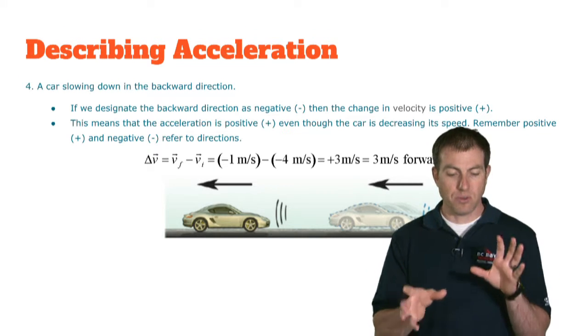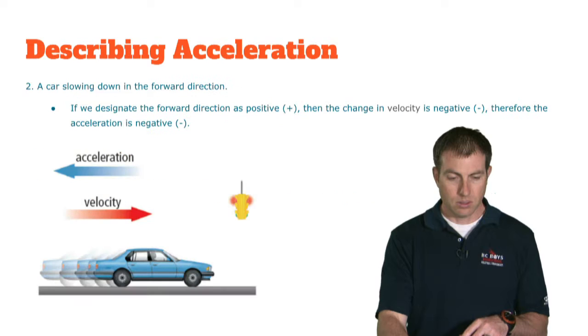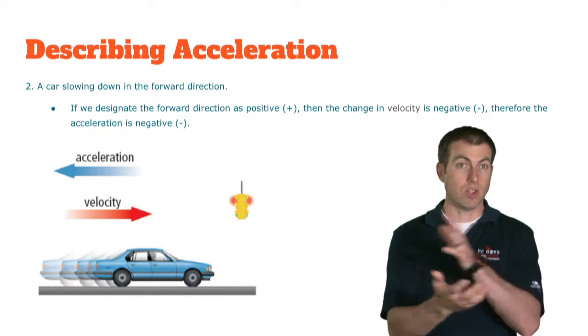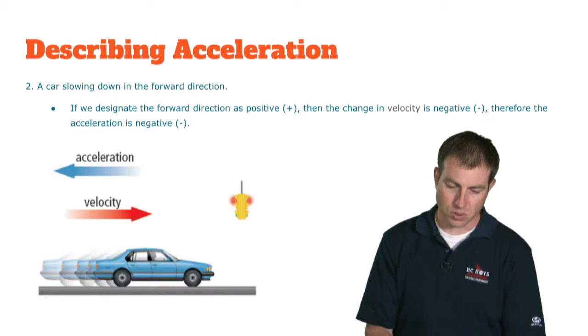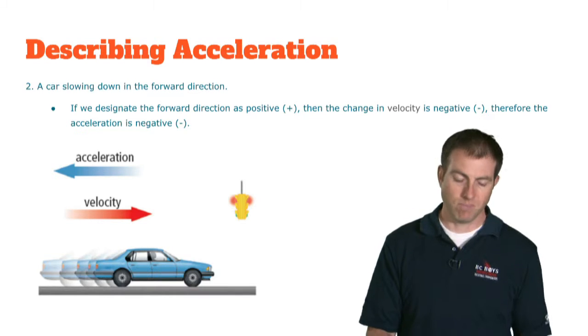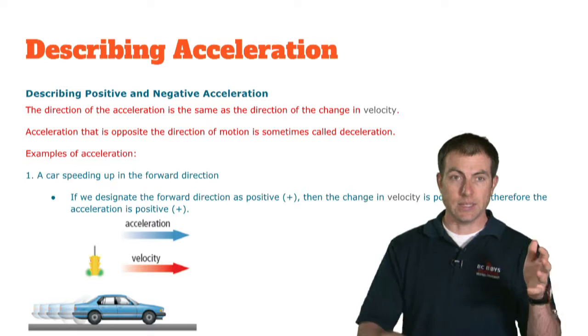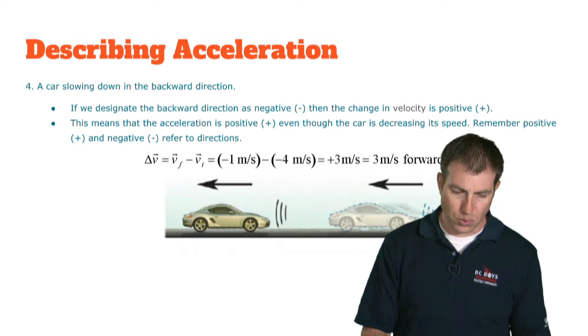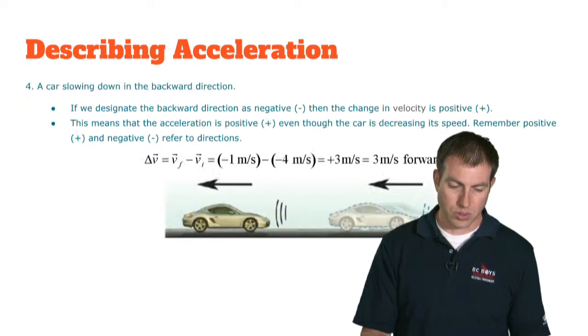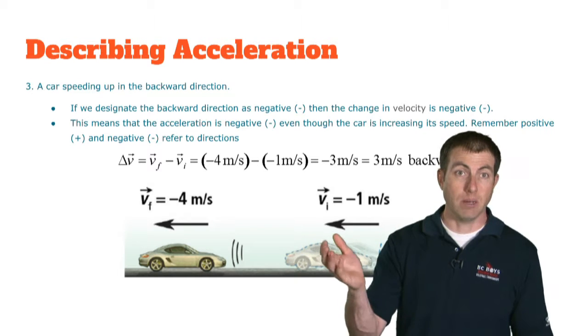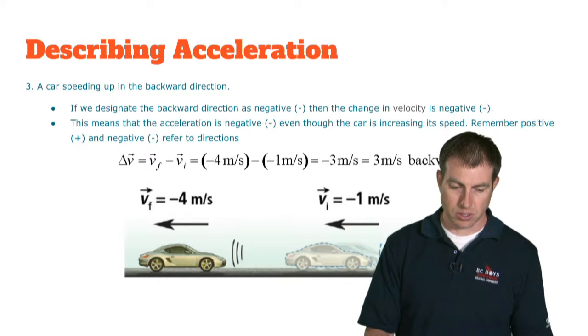So really number 4 and number 2 are the exact same, just opposite directions. If I just had a mirror and I flipped everything, these would be the exact same, as would 1 and the third one, where both things are just speeding up and the acceleration and the velocity are in the same direction.